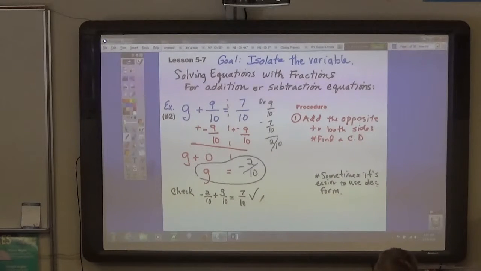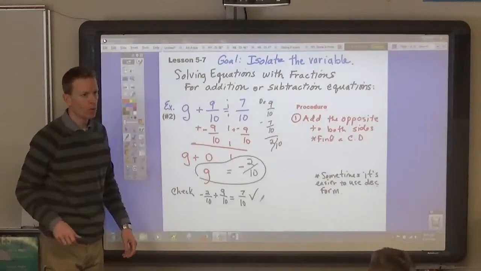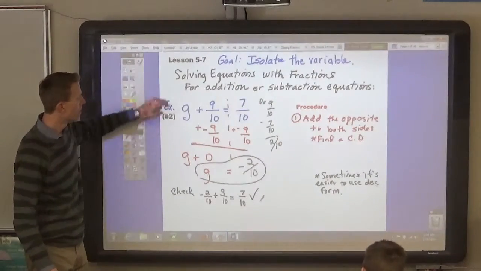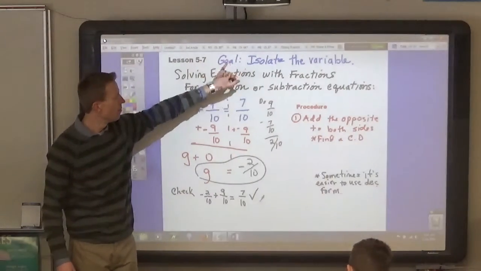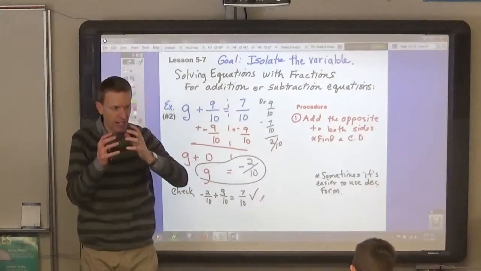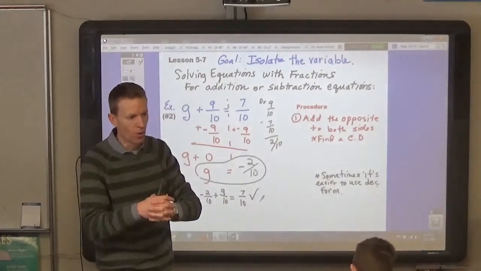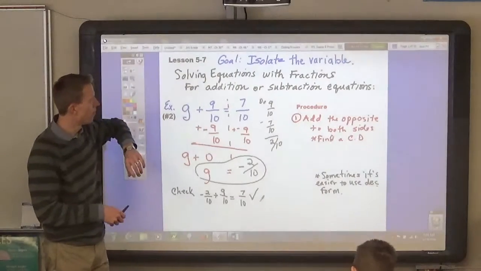Okay, 7th graders, we're going to talk about lesson 5-7. In 5-7, you're going to go back to solving equations, okay? And remember, the goal in solving an equation means to get the variable by itself. That's what isolate means, right? You're isolated, it means you are alone. Okay, get the variable alone, or get the variable by itself.